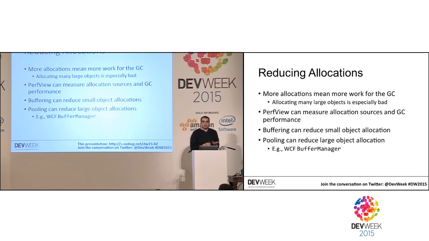But without this kind of optimization, WCF would end up making lots and lots of large buffer allocations and spending a lot of time in the garbage collector, in an area that you don't have control over because you don't have access to WCF's source code yet. So buffer manager is just one example of pooling allocations instead of giving them back to the GC.